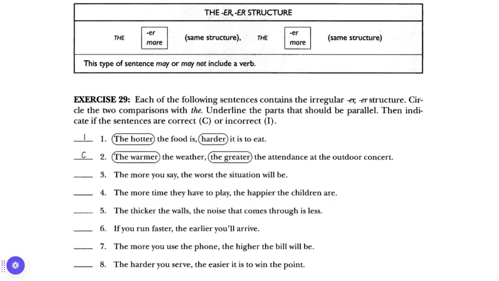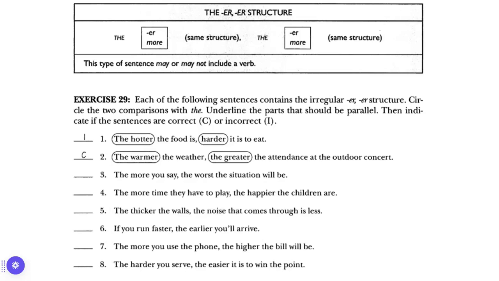Number 5, incorrect. Let's see. The thicker the walls, the noise that comes through is less. If you notice by reading it, it clearly sounds wrong. It should be the less the noise comes through.